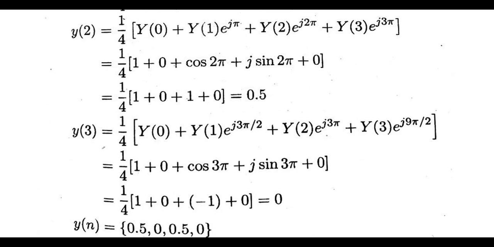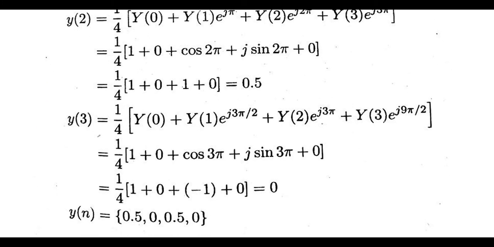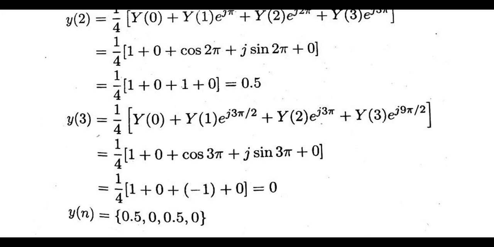Now putting the value n is equal to 3. Here we need n up to 3 because capital N is equal to 4. So the value of n is from 0 to N minus 1, so it becomes 0 to 3. Putting the value of small n is equal to 3, we will get y of 3 is equal to 1 by 4 into y of 0 plus y of 1 e raised to j 3 pi by 2 plus y of 2 e raised to j 3 pi plus y of 3 e raised to j 9 pi by 2.